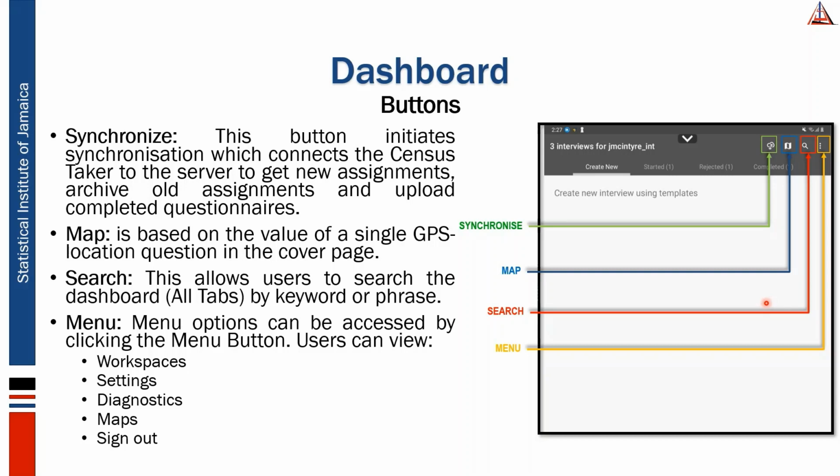Map is based on the value of a single GPS location question in the cover page of the questionnaire. Search, which is highlighted in red, allows users to search the dashboard, that is, all tabs, by keyword or phrase. Menu, highlighted in yellow. Menu options can be accessed by clicking the menu button. Users can view workspaces, settings, diagnostics, maps, or they can sign out.